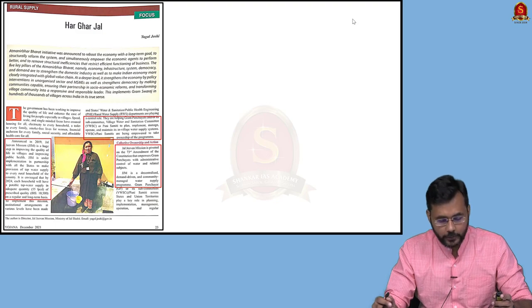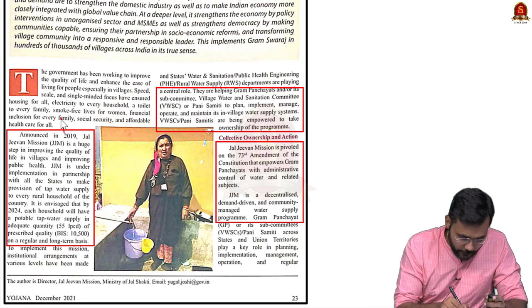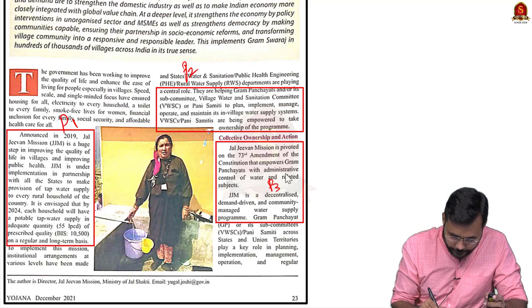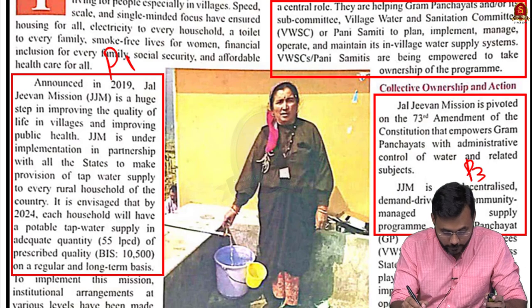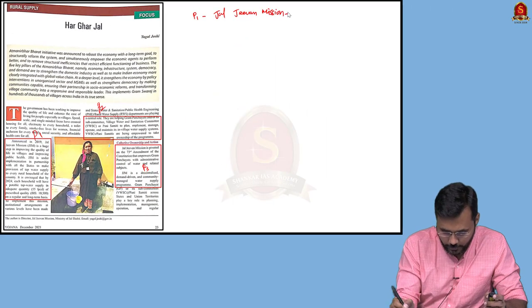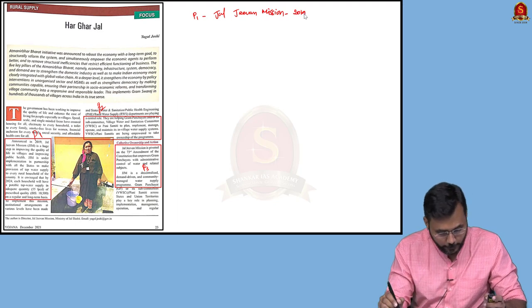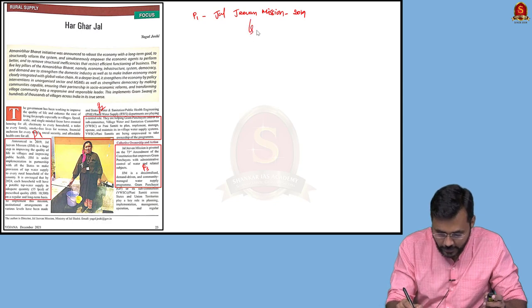Next we go for Har Ghar Jal. So in this we go for paragraph one, paragraph two and paragraph three. In paragraph 1, they say about the background of this Jal Jeevan Mission. So Jal Jeevan Mission came in India in the year of 2019. And especially this is regarding water, especially drinking water.